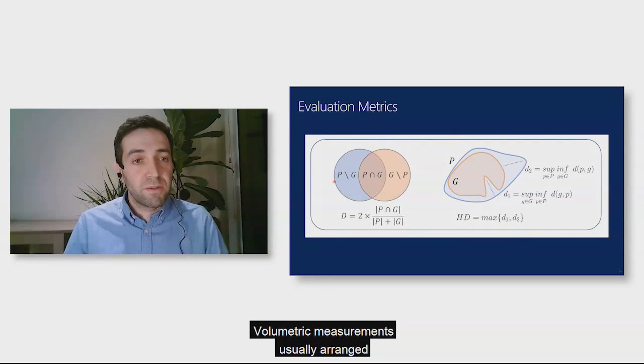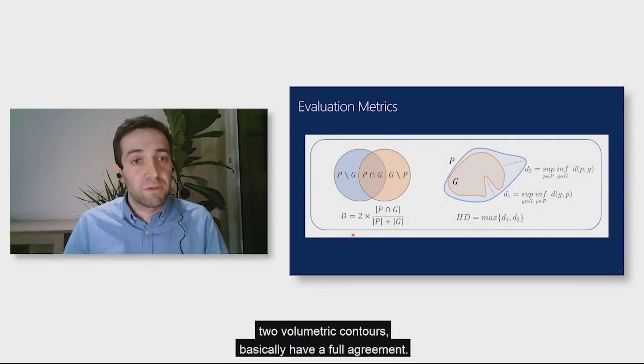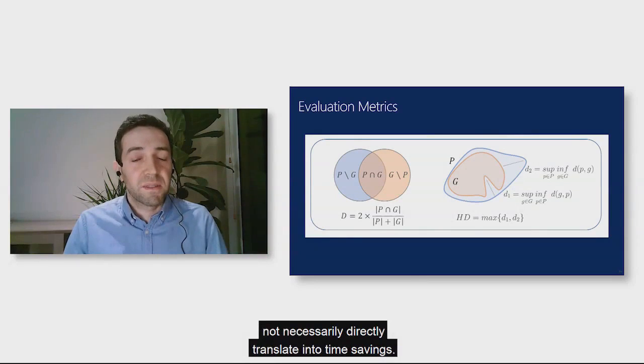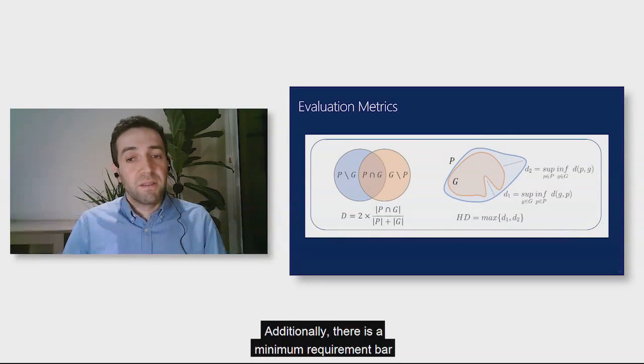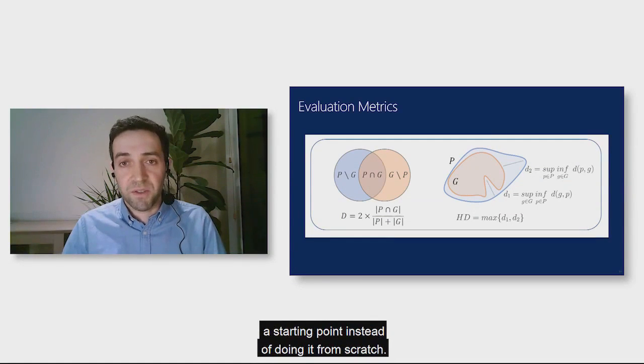Volumetric measurements usually range between 0 and 100% agreement, where 100% agreement means that 2 volumetric contours are in full agreement. But I would like to note that these metrics do not necessarily directly translate into time savings. However, it's a minimal requirement for clinical acceptability and for measuring inter-observer variability. And additionally, there's a minimal requirement bar that we need to meet so that clinicians actually consider using these auto-segmentations as a starting point instead of doing it from scratch.